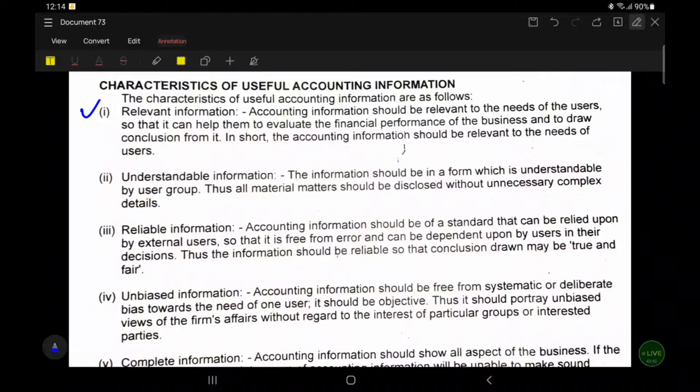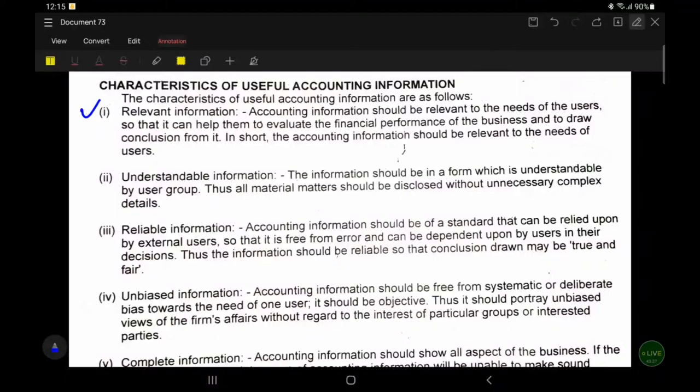When it comes to relevance of information, we are saying that accounting information should be relevant in order to help people make decisions, or evaluate the information in order to make decisions. In short, it should help users of the accounting information make informed decisions. If something is relevant, what does it mean? Relevant here means that it should help users evaluate the financial performance of the business and also draw conclusions. More like it should help users make decisions.